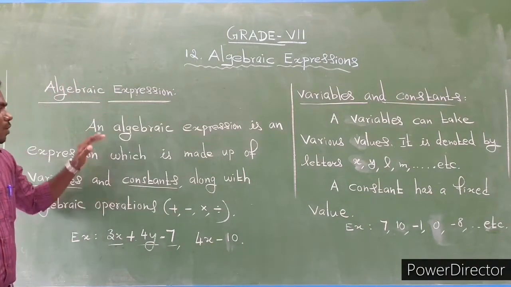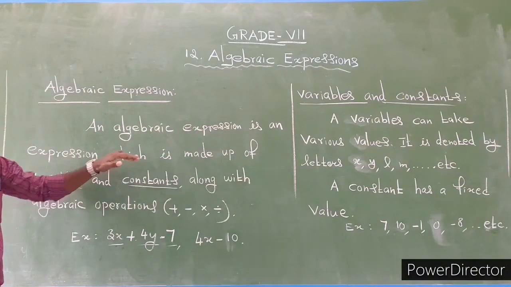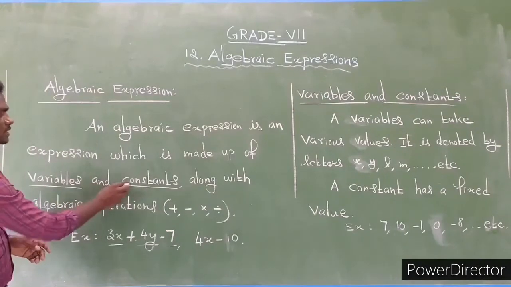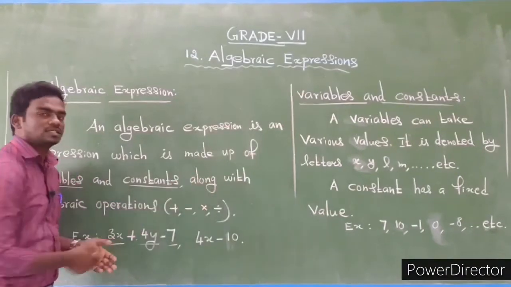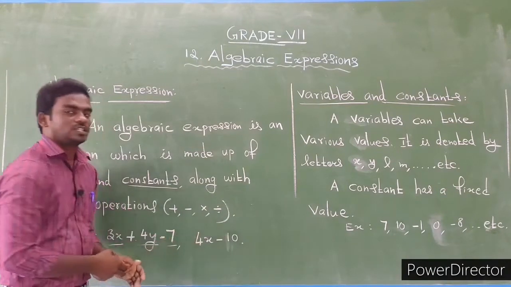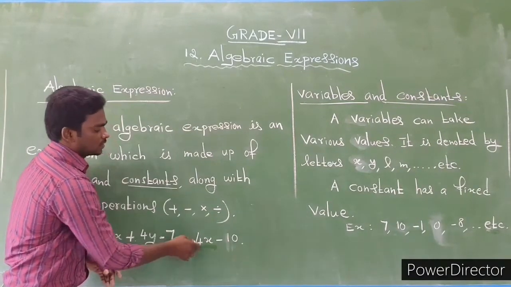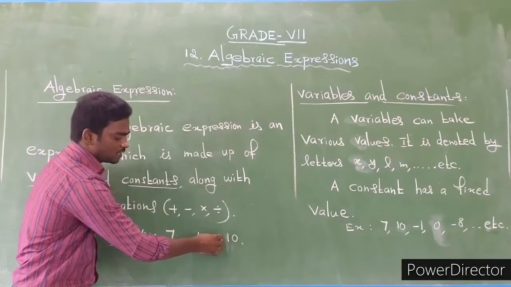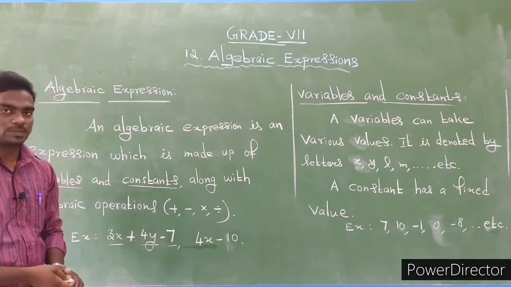So this is called an algebraic expression. An algebraic expression is an expression which is made up of variables and constants along with the algebraic operations addition, subtraction, multiplication and division. For example, 3x plus 4y minus 7 is an algebraic expression. Here 4 is a constant and x is a variable, joined together with the operation minus. So 4x minus 10 is called an algebraic expression.